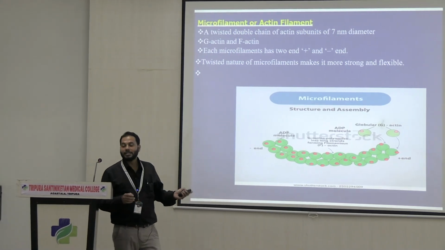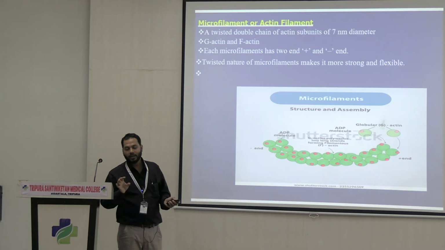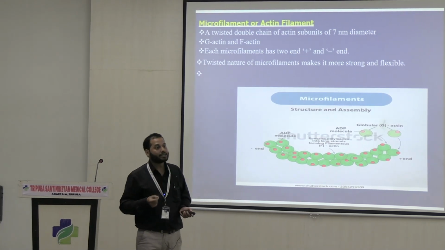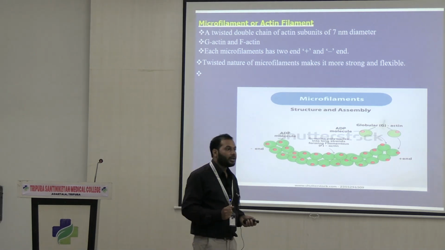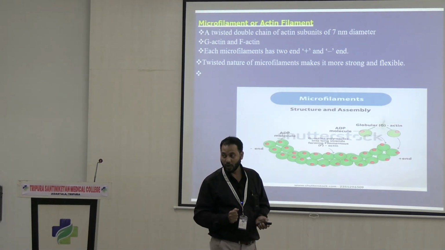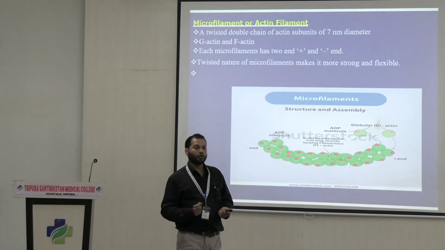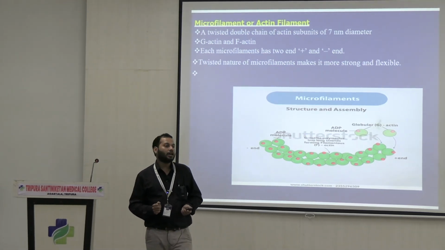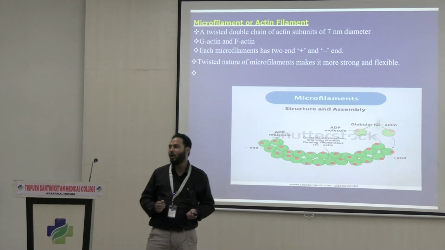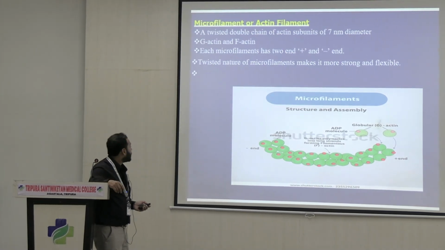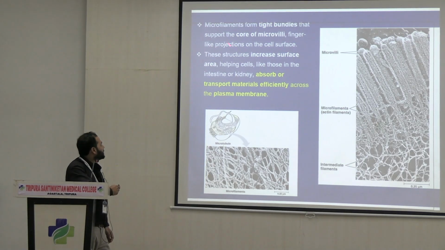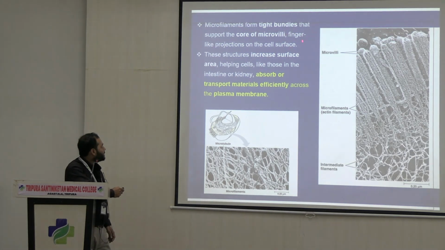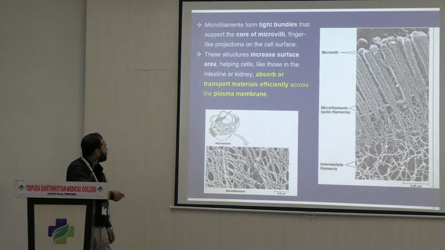So this microfilament is very vital in different types of cellular activities, like we can see the involvement of myosin in muscle contraction, right? So not only microtubules, but microfilaments are also equally important from a functional point of view. Here you can see the microfilaments form tight bundles that support the core of microvilli, and microvilli are nothing but finger-like projections on the cell surface.